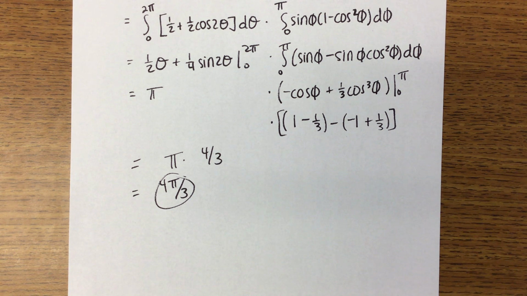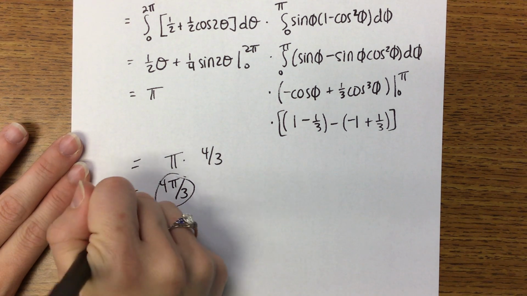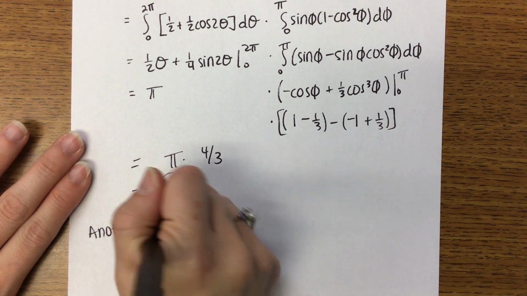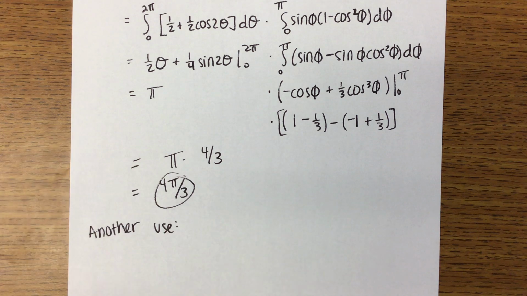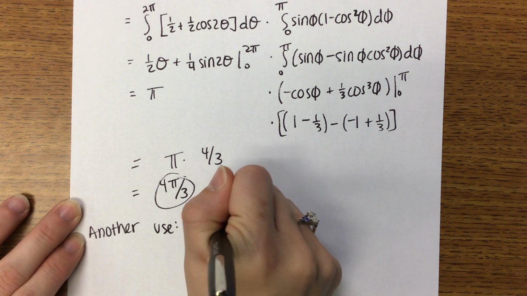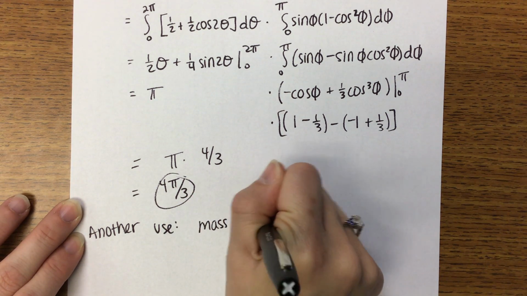Okay. Questions on evaluating if you have a parameterized surface? No? Okay. We're going to talk in a minute about what you do if you have a rectangular surface, but there's one more use that we need to know for surface integrals. Another use is to find the mass or center of mass.